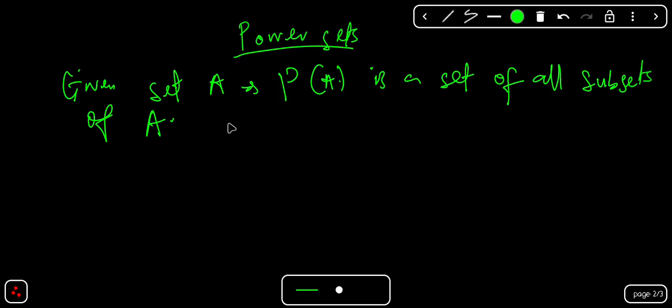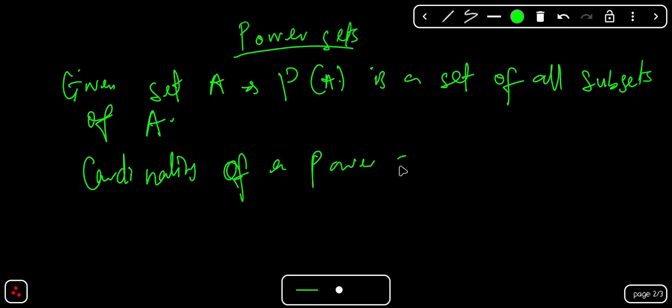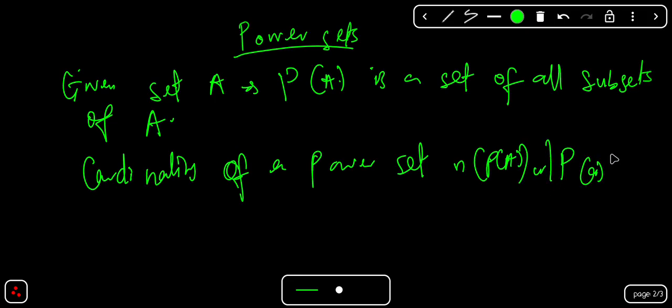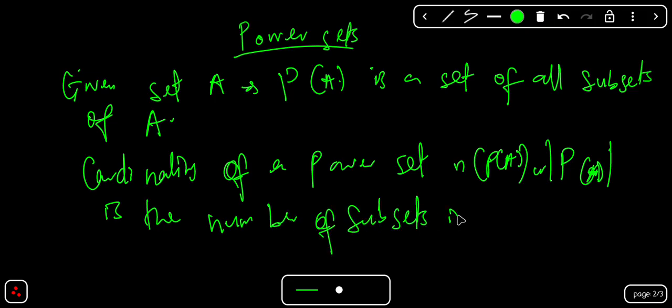And then we have the cardinality of the power set, which is written in this form, n(P(A)), or you see it in this form, the absolute value of P(A). It is the number of subsets in A. So that's what we call the cardinality of a power set.